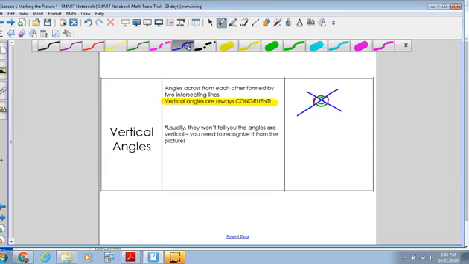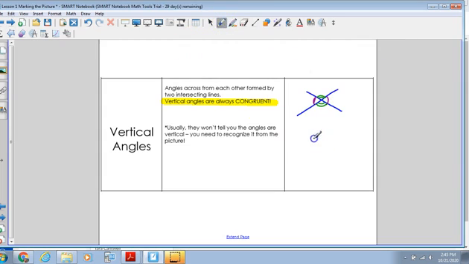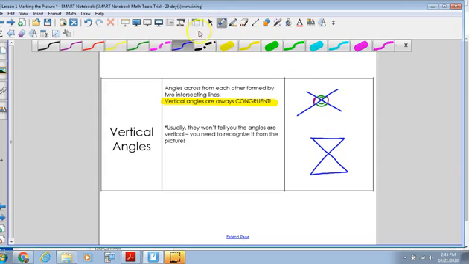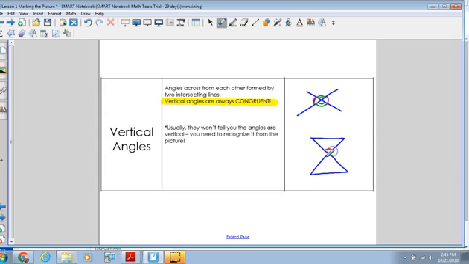Now, how is that going to apply to triangles? We might have something that looks like, again, similar to what we had last time, something like this, where we have two triangles that are touching. And in this case, then we would have vertical angles right here and right here that are congruent to each other.